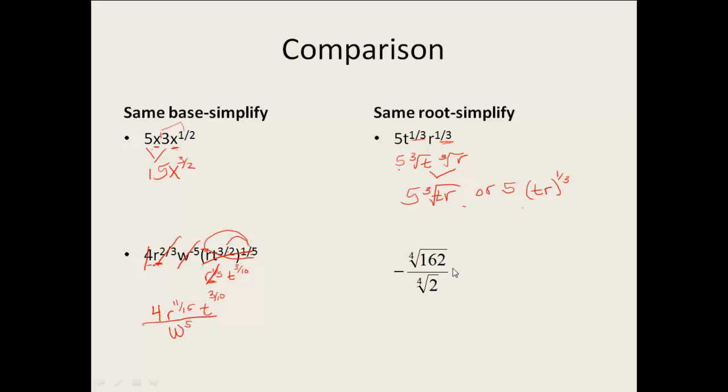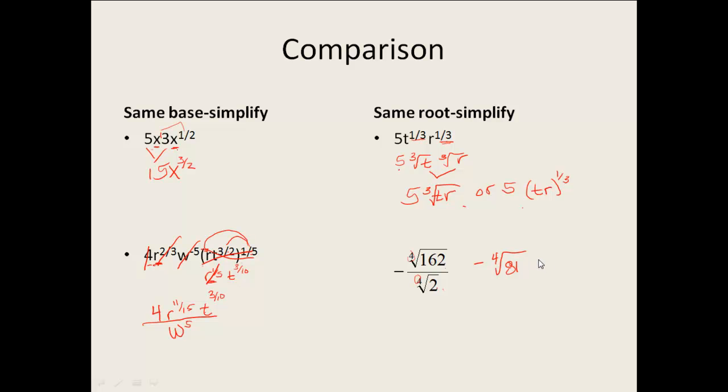And this last one, I have the same root again. Notice I have the 4th root here and the 4th root there. That means I'm going to manipulate my bases. So I'm going to go ahead and take 162 divided by 2, and that reduces down to an 81. So I really have the negative 4th root of 81.